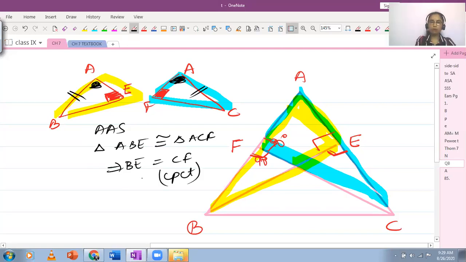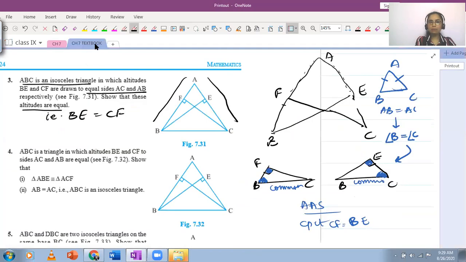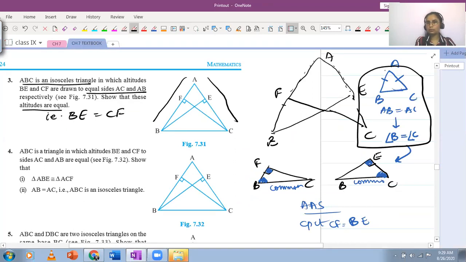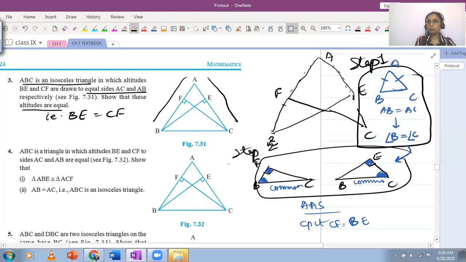Now it's up to you how you do it. This congruence is direct. Nothing needs to be proved before. This congruence will apply directly. There is nothing else needed. But what you discussed with me here, this will be your step number 1, and then you will prove the congruence of these two. This will be step number 2. There will be 2 steps.